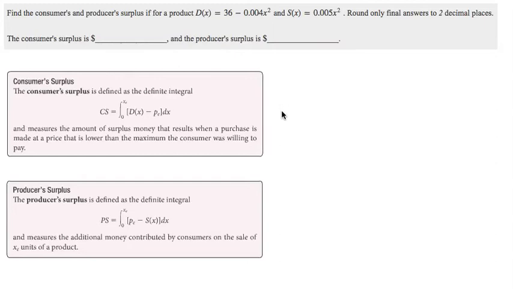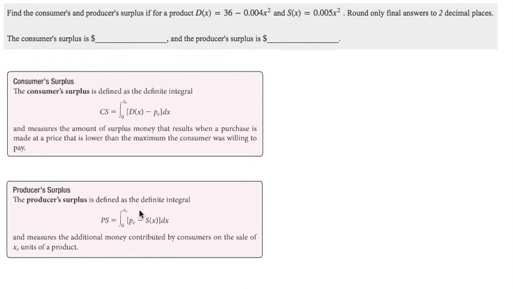So in this problem, we want to find the consumer surplus and the producer surplus, and we are given a demand function in terms of X and a supply function in terms of X. So X here represents the number of items being produced and sold, and here is a formula for consumer surplus, and here's producer surplus.